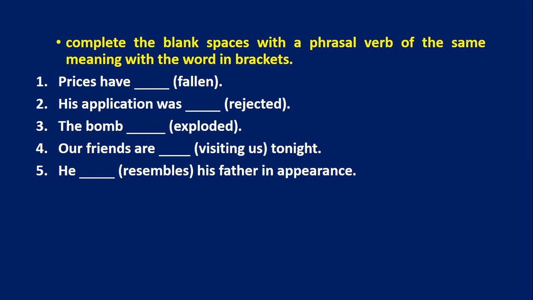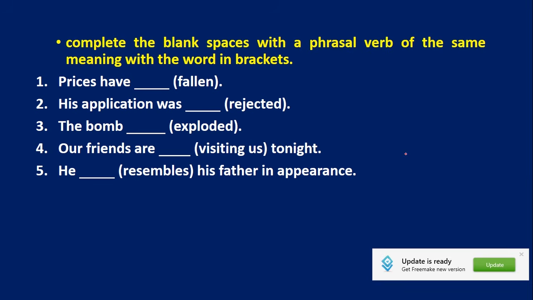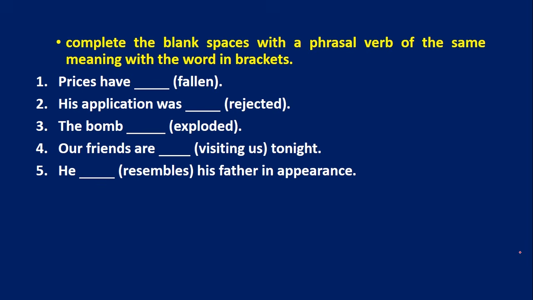And then we have the second exercise. Complete the blank spaces with a phrasal verb of the same meaning with the word in brackets. What I need you guys to do is look at the words in the brackets first. You look at the words first, the words in brackets, because you read the sentence. For example, we have prices have blank fallen. This is not what we fill in; we fill in the phrasal verb that has the same meaning.